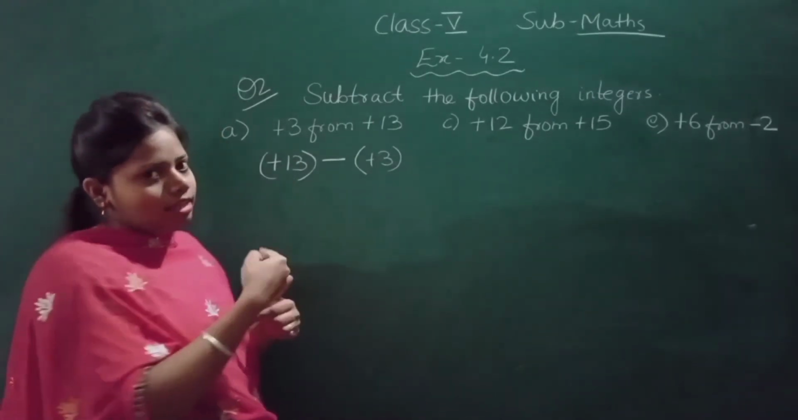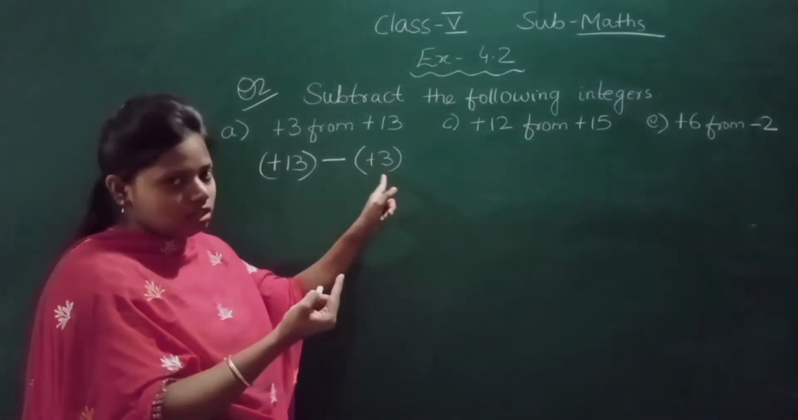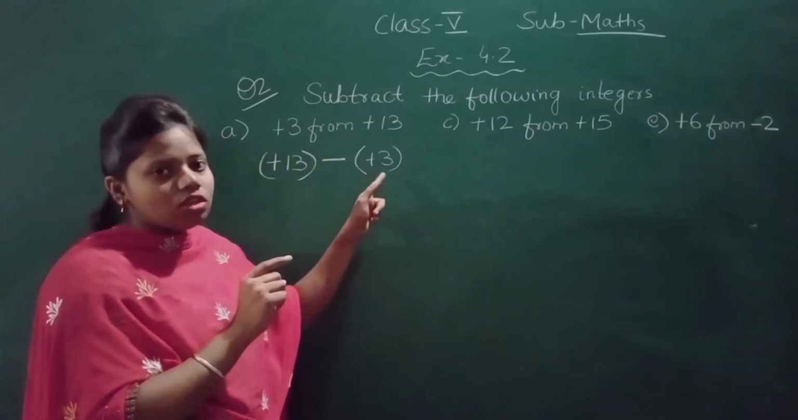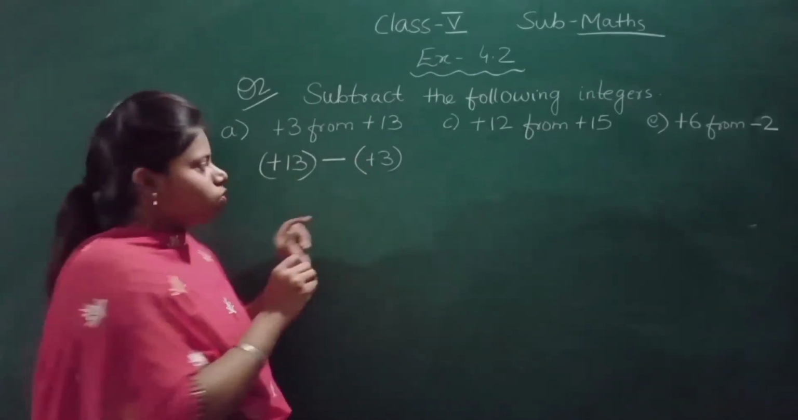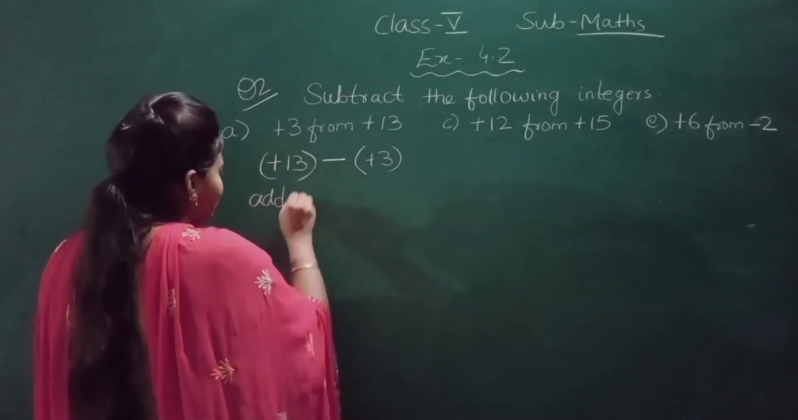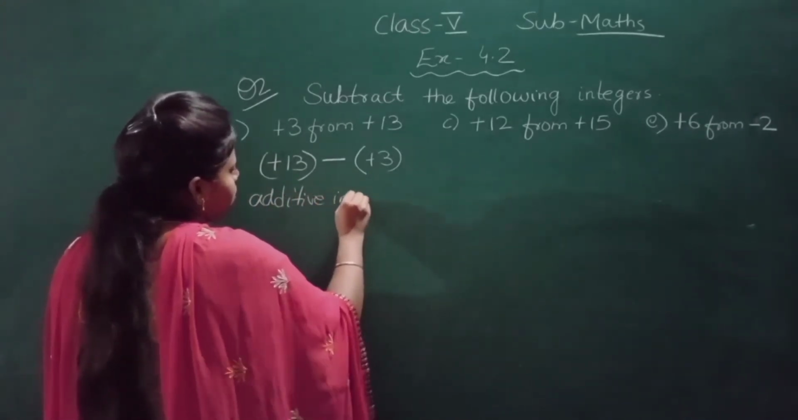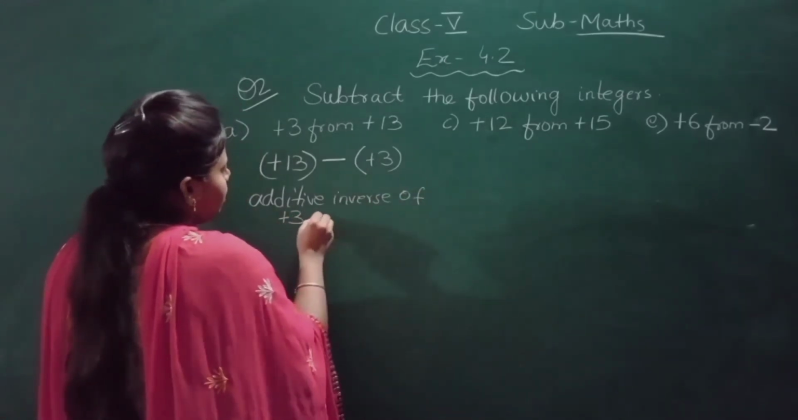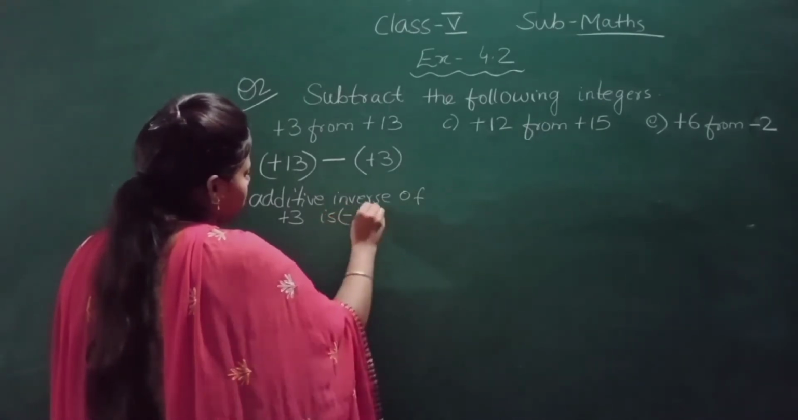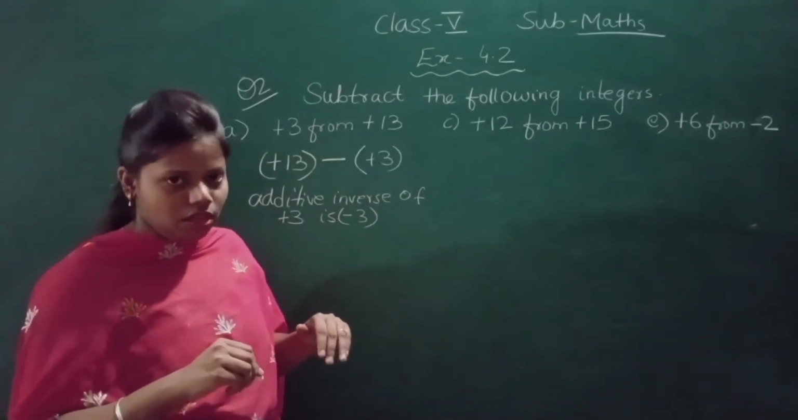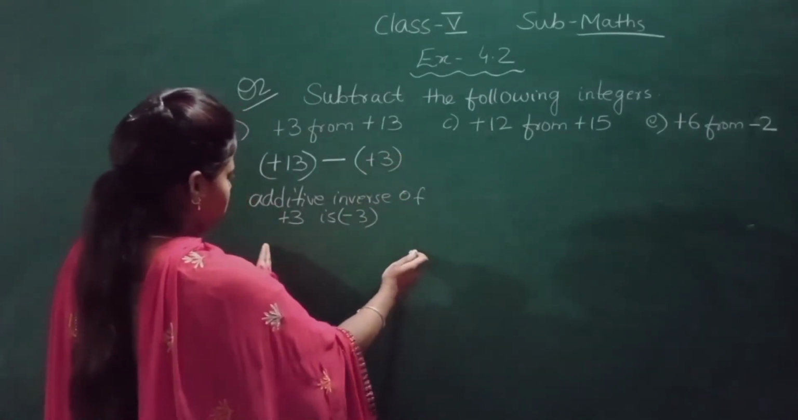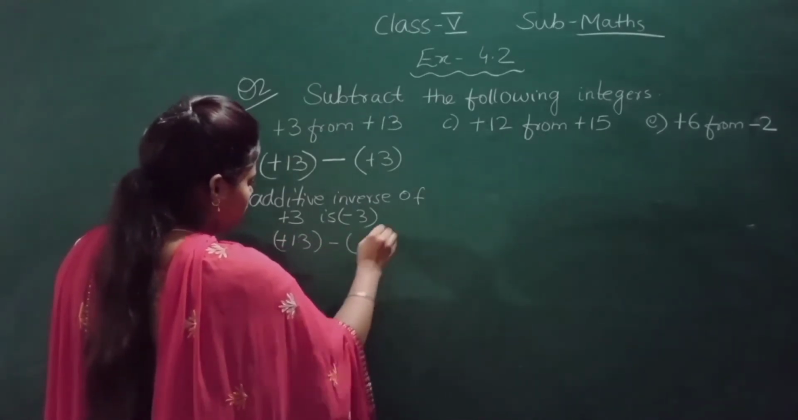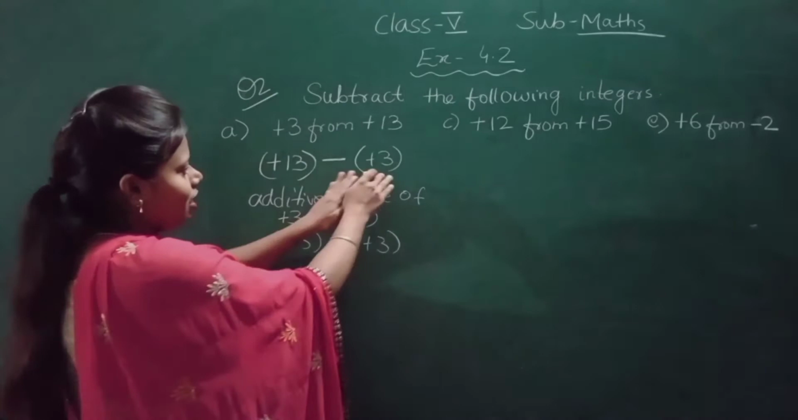Now the next step is to find the additive inverse of which integer? Of this integer, plus 3. Don't make a mistake in finding this additive inverse. The additive inverse of plus 3 is minus 3. Now you copy the same question here so that it becomes easy for you to do. So plus 13 minus plus 3. I have not solved it yet; first I am finding the additive inverse of this.